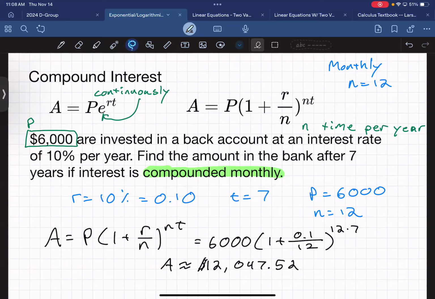So if you ever find an interest rate of 10% with an account that you're investing in, that's a pretty nice little interest rate there.